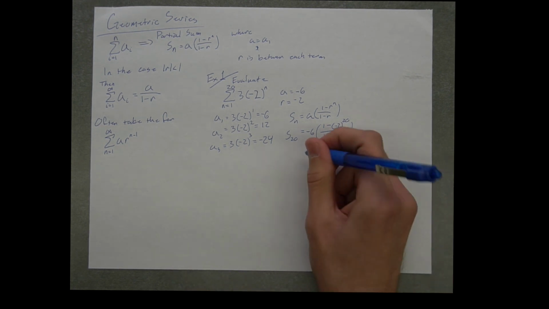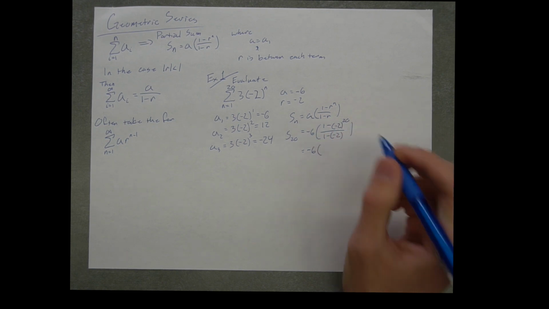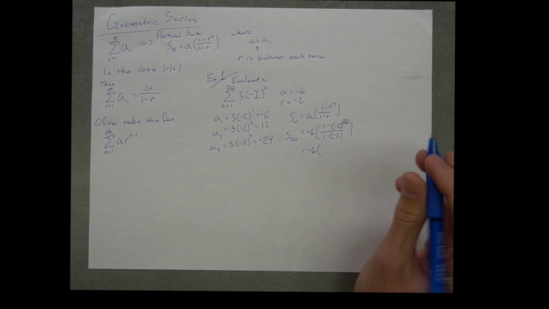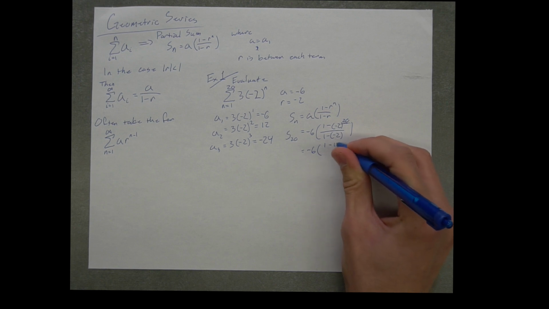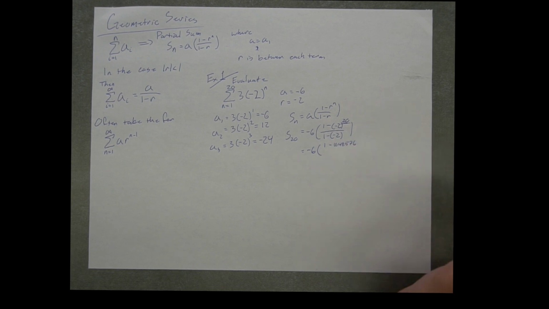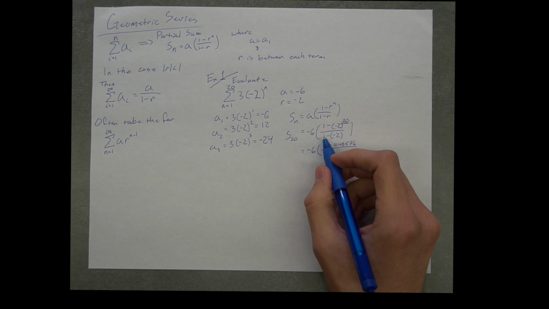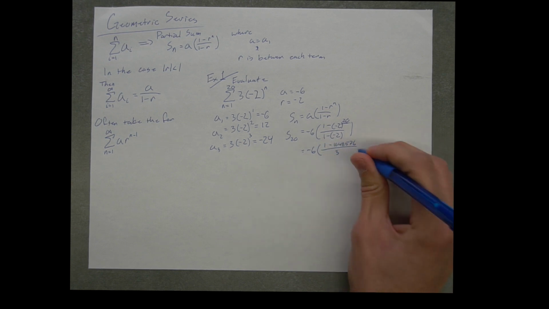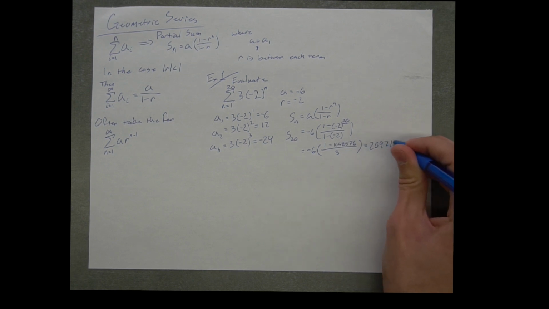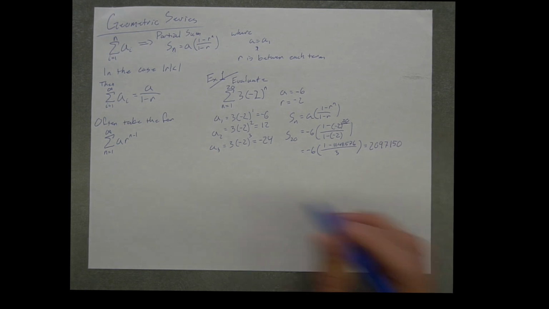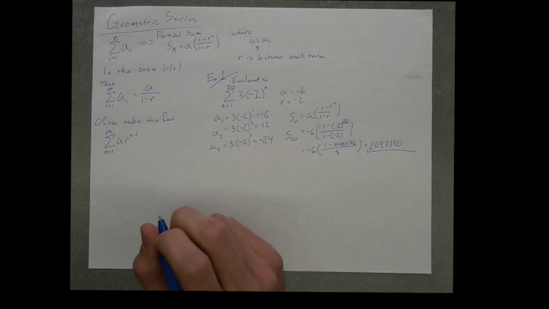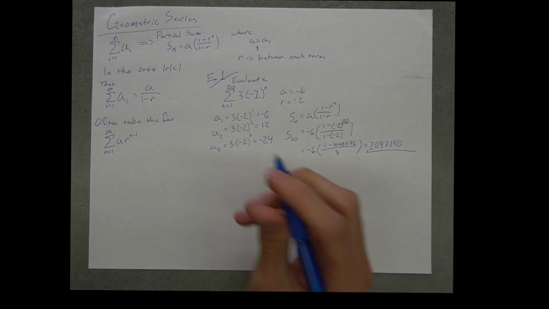And so we calculate this. Negative 2 to the 20th, since it's to an even power, we know that this number is going to be positive. So 1 minus 1,048,576, divided by 1 minus negative 2, which would just be 3. And then this just works out to be 2,097,150. So a very large number. And that's how you would find a partial sum.